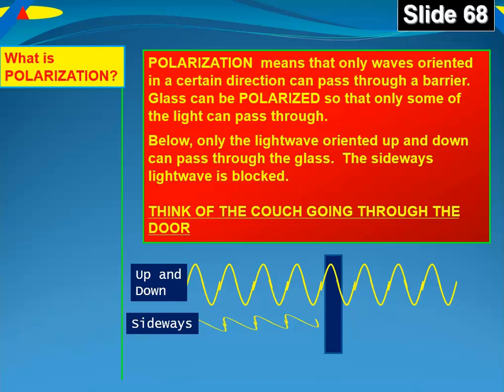But if you're moving and you need to get it out, you turn it up on its side, so it's side to side from top to bottom, and now you can fit it through the door. And that's kind of what's going on here with polarization of light.